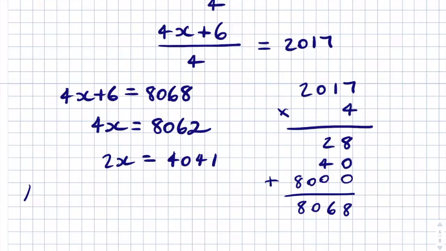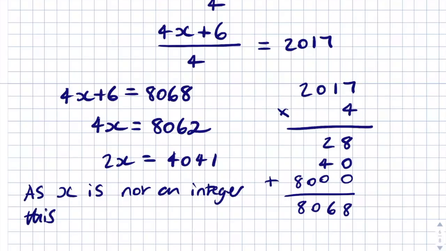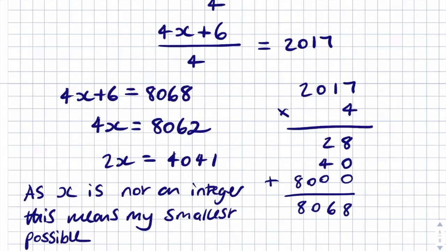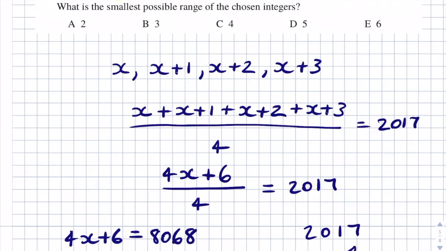So as x is not an integer, this means my smallest possible range cannot be 3. Okay, so I know it's not 3.